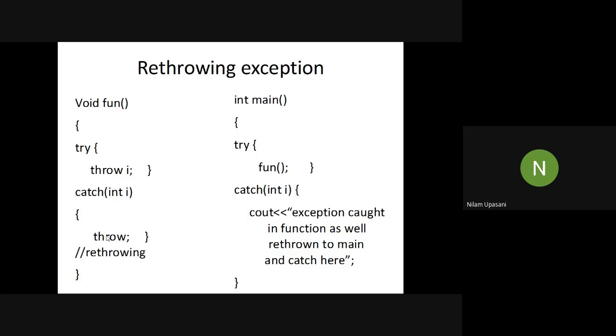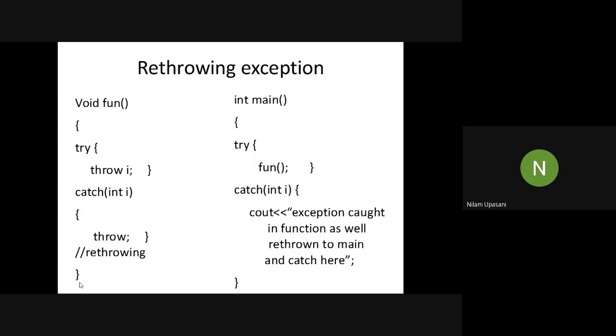अगर मान लो यहाँ पे throw नहीं है, तो then what will happen? If this throw is not there in this function, if only this throw statement is not there, but all other things are there like throw I and everything, what will happen in that case? What is your guess? If this throw statement is not there, what will happen? The cout statement will not be executed.